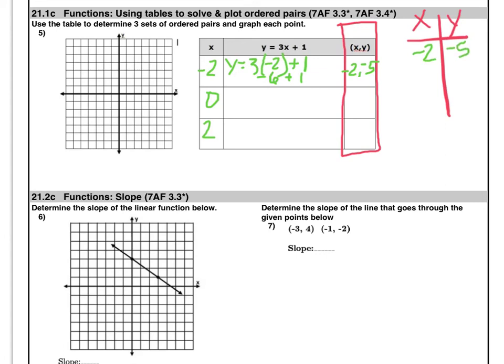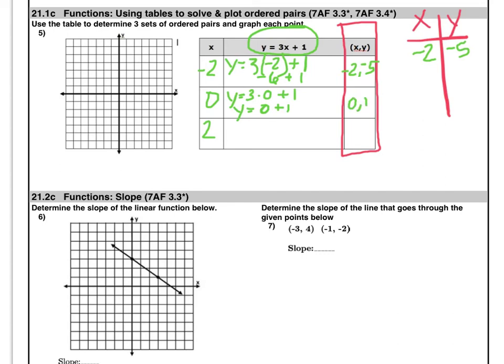Okay, now plug in a 0. My equation stays the same. This is the equation of the line I'm dealing with. So plug in a 0 for X. Y is equal to 3 times 0 plus 1. So that means Y is equal to 0 plus 1. Well, that makes Y 1. So my point is 0, 1.